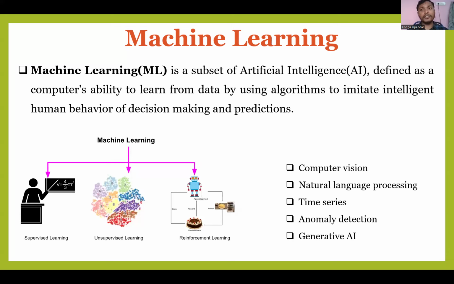It is defined as a computer's ability to learn from data. So what we are doing in machine learning is providing an ample amount of dataset to the algorithms. We will also see the types of algorithms. We provide the dataset to the models and they learn from it. Why do we want to make them learn? To imitate intelligent human behavior for decision making and prediction.